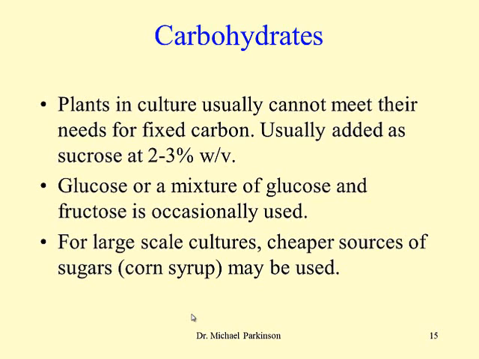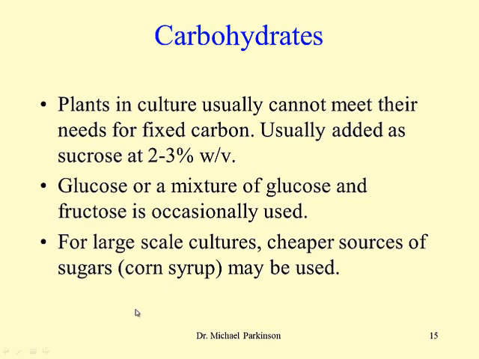So we normally add fixed carbon to our culture medium, usually sucrose at 2 to 3%. You can use glucose. The first thing that the plant does before it utilises the sucrose is break it down into glucose and fructose. So glucose and fructose can be used instead, but sucrose is cheap and very easy to produce and purchase. So when you look at plant tissue culture media, you'll find that they typically use sucrose.